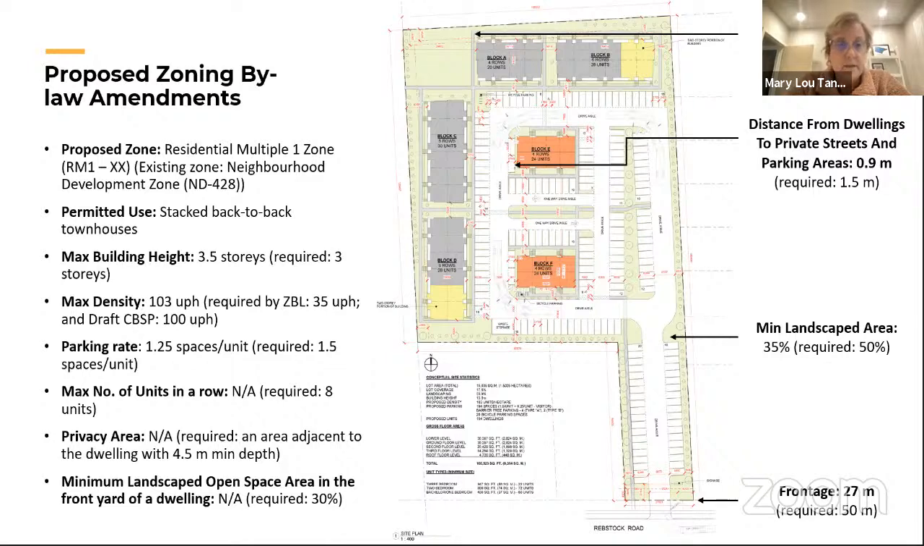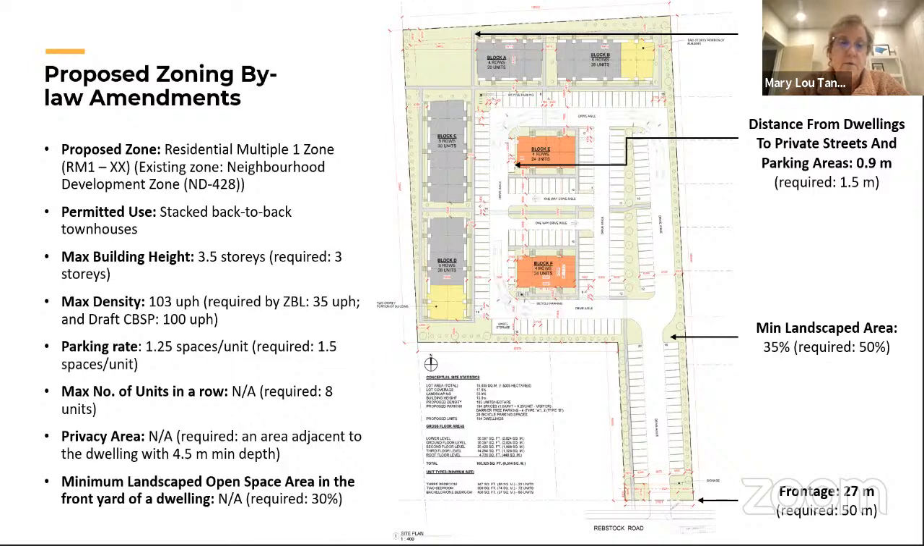There are some technical amendments that we also require. The maximum number of units in a row for a traditional townhouse is 8. Because this is a new model of housing, we are requesting that that provision not apply because of the back-to-back nature. The privacy area, we are also requesting not apply.